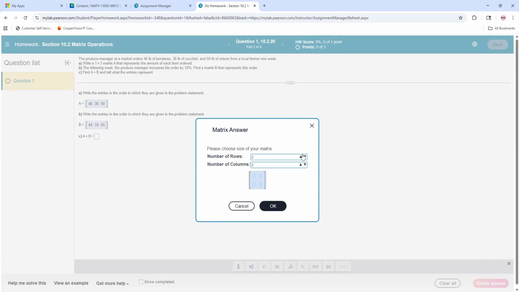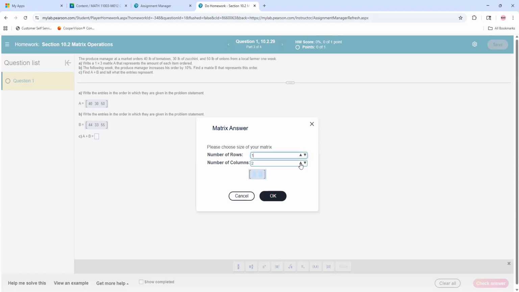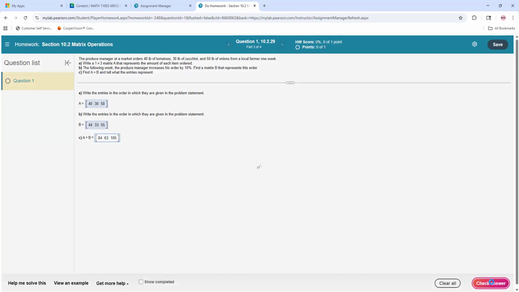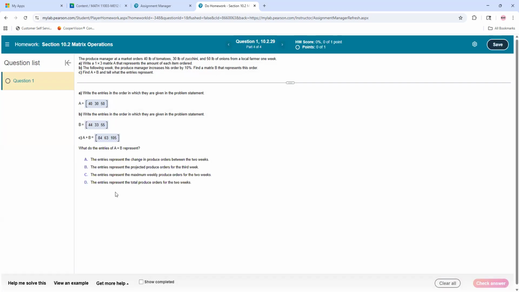All right, so once again, make that 1 row by 3 columns, hit enter, and then y'all put in your numbers. We had 84, 63, and 105. So see, you check that first, then it says, what are we picking, A, B, C, or D? And we sort of said what we was going to pick on that, right?